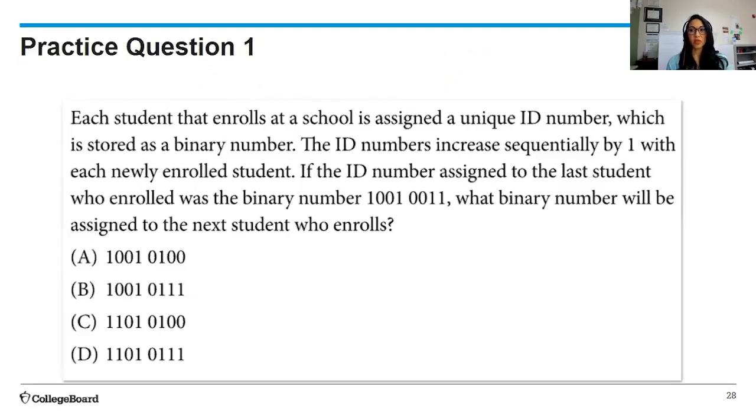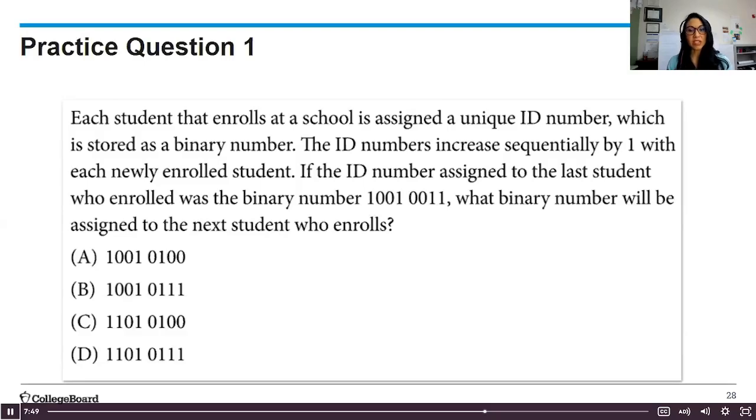So let's try a practice question here. Go ahead and pause your video, read through this question, and see if you can figure it out, and then we'll go over the answer. Welcome back. Let's see how we did. So this says each student that enrolls at a school is assigned a unique ID number, which is stored as a binary number. The ID numbers increase sequentially, so they're going to go up by 1, so you're counting, with each newly enrolled student. If the ID number assigned to the last student who enrolled was the binary number 10010011, what binary number will be assigned to the next student who enrolls?